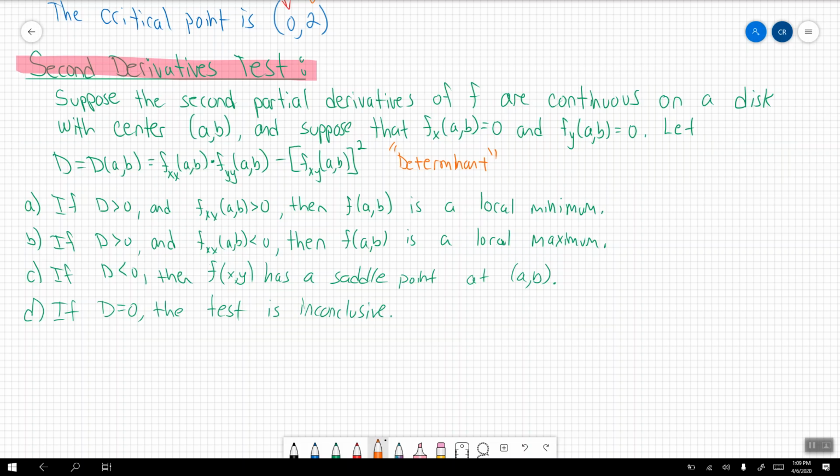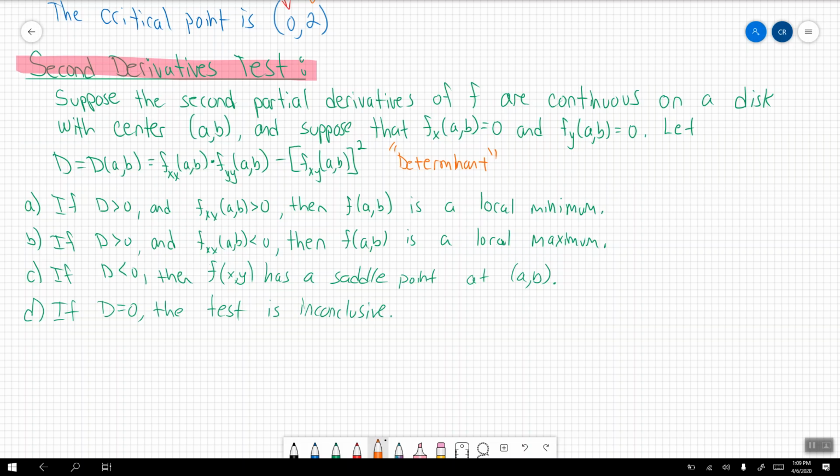So that's going to be very nice for us: any time our determinant comes out negative, hey, we have a saddle point. Anytime the determinant comes out to be exactly 0, the test is going to be inconclusive, and we're going to have to use other methods to find those maximums, minimums, or saddle points. Part D we never really want to get, but if we do, we'll take some other approaches.